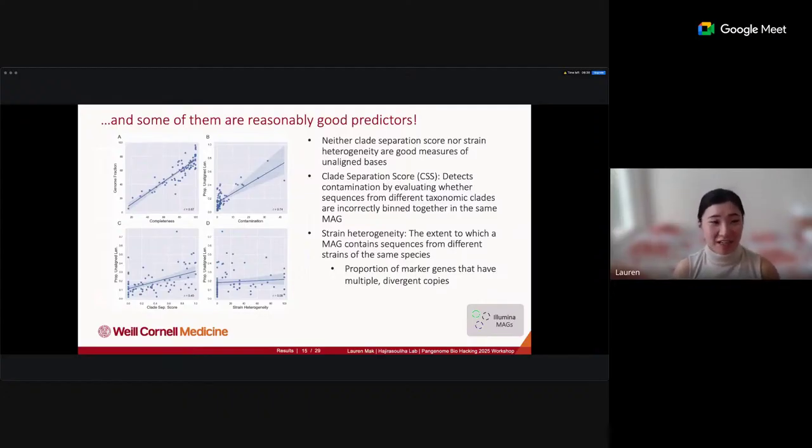And the strain heterogeneity is the extent to which a MAG contains multiple divergent copies of a marker gene that are within a certain amount of amino acid identity. So that's kind of like the key point here. So even if there are multiple unexpected copies of a single copy marker gene, that doesn't necessarily mean that the sequence content could not still be pretty close to that of the MAG species.